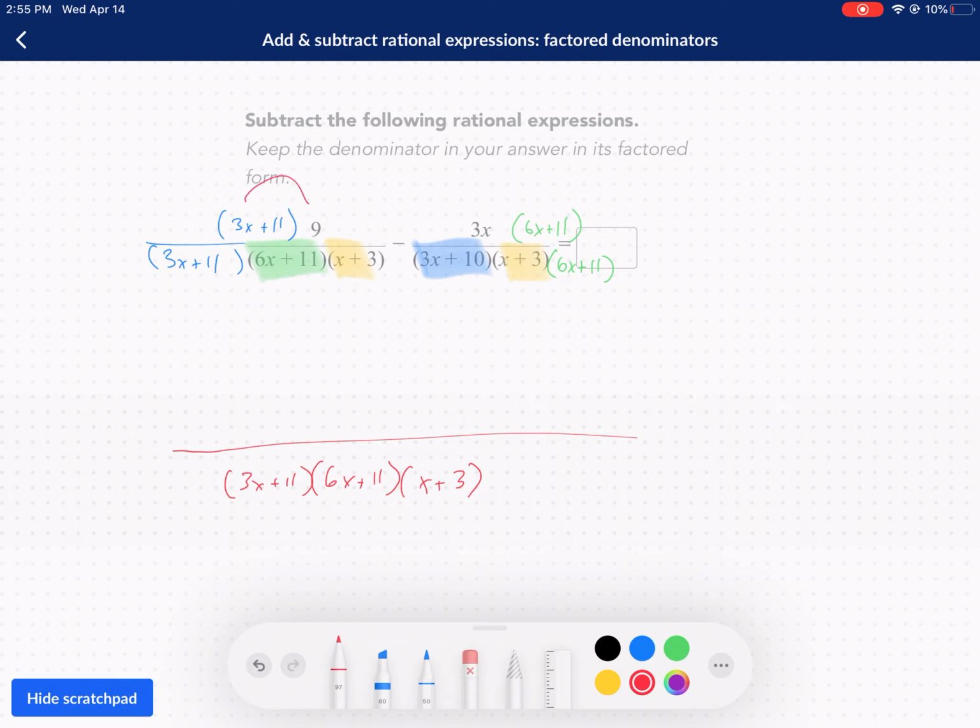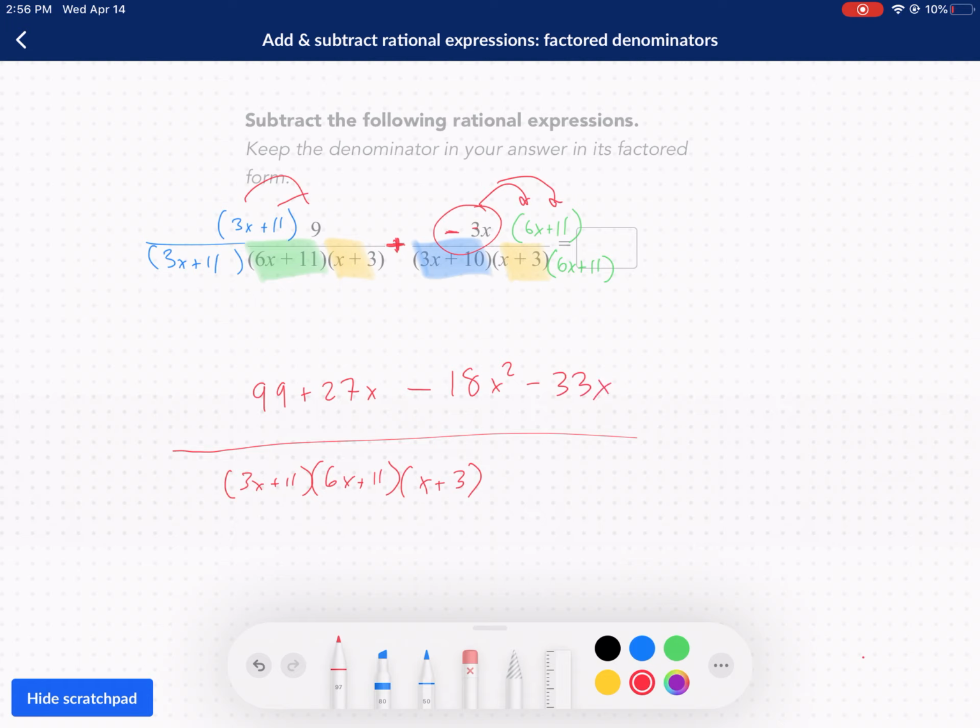So we need to distribute this 9 times 11, that's 99, plus 9 times 3x is 27x. Minus, okay, or we could consider this plus a minus 3x. Okay, I like thinking of it that way. And essentially what I'm going to do is this minus times the 6x to give us negative 18x squared minus negative 3x times 11, 33x.